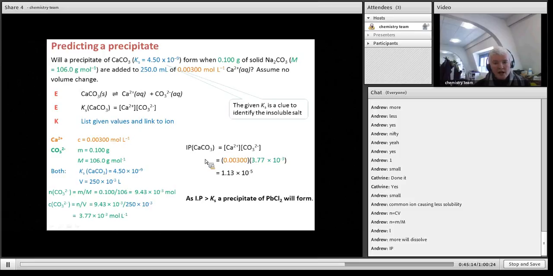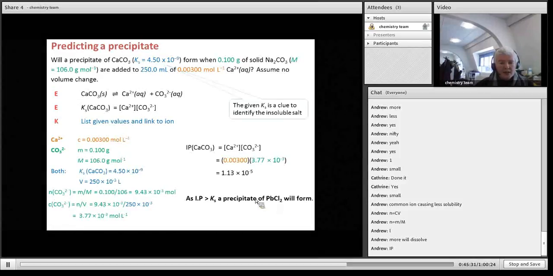So the only way I can make this smaller is by shifting the calcium and the carbonate ions across to the solid. So by shifting across, can you see a precipitate will form? So Andrew, I know you said they will dissolve, but can you see now why it will form? So if the IP is bigger, I'm going to get a precipitate.